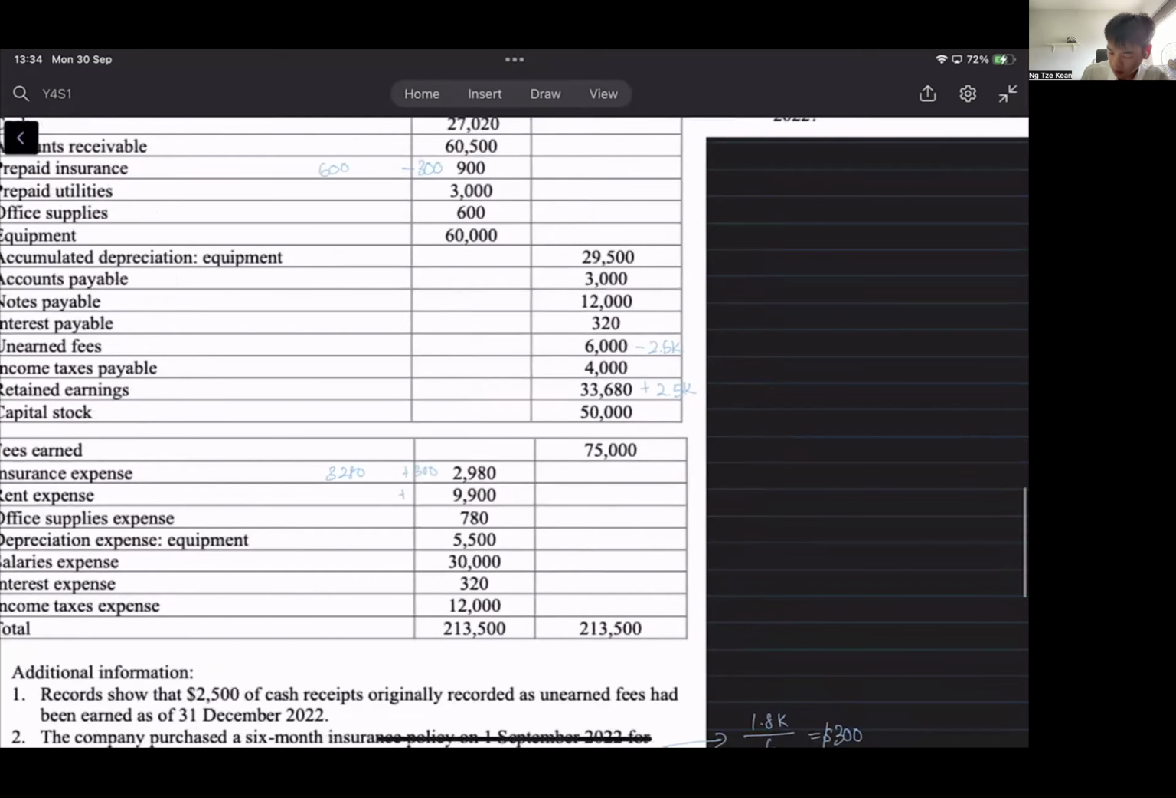So remember, assets is equal to liabilities plus owner's equity. When you decrease the asset, you would have to decrease the right-hand side of the equation. So that would fall under the expense component, and the expense component falls under the owner's equity.